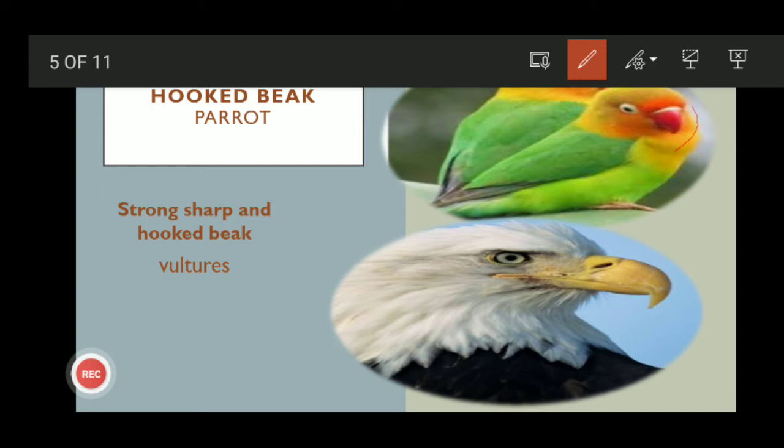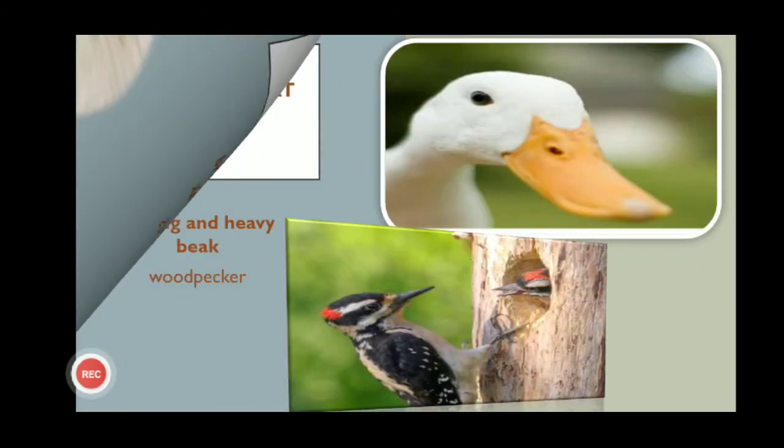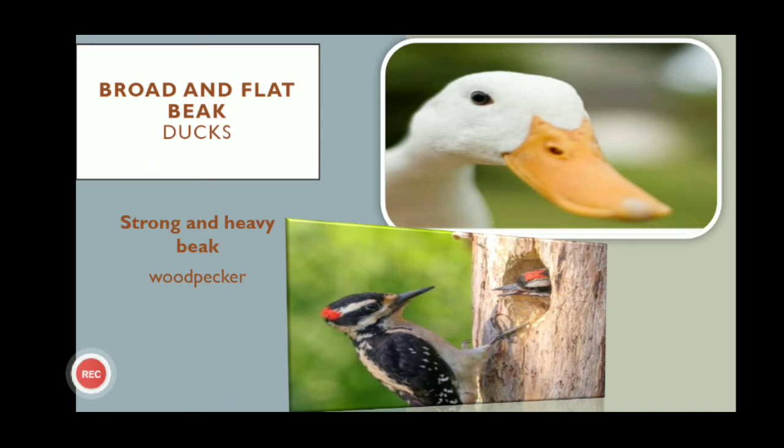And vultures, as you have learnt in the previous chapter, that vultures are scavengers because they eat the flesh of dead animals, so they have strong, sharp and hooked beak. Okay, उनकी sharp नुकीली होती है और बहुत strong beak होती है that helps them to tear the flesh of dead animals. Now ducks.